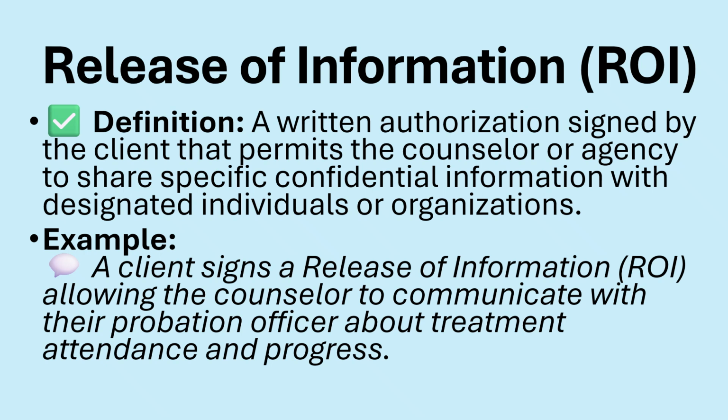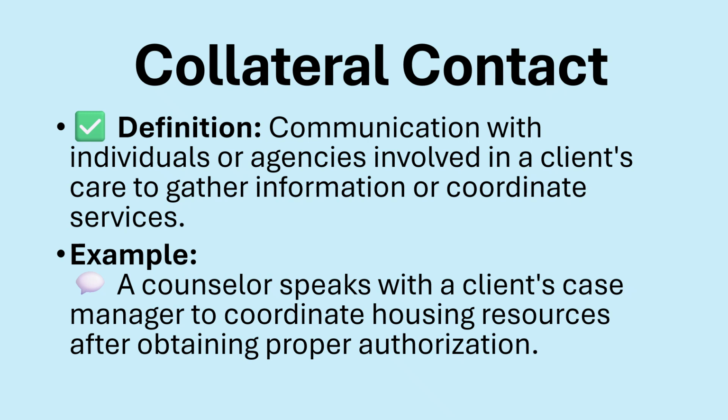Release of information: a written authorization signed by the client that permits the counselor or agency to share specific confidential information with designated individuals or organizations. An example: a client signs a release of information allowing the counselor to communicate with their probation officer about treatment attendance and progress. Collateral contact: communication with individuals or agencies involved in a client's care to gather information or coordinate services. An example: a counselor speaks with a client's case manager to coordinate housing resources after obtaining proper authorization.